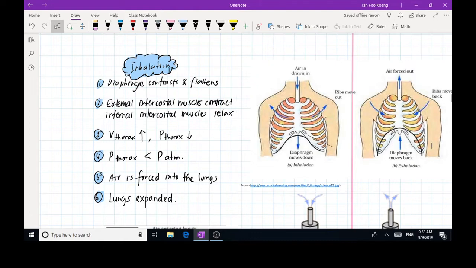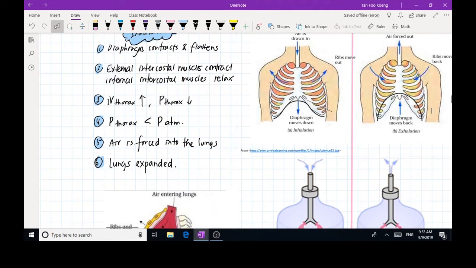Now, let's look at inhalation. To inhale, first of all, the diaphragm has to contract and flatten. So when the diaphragm contracts, it flattens. And then at the same time, the external intercostal muscle contract and the internal intercostal muscle relax. Now, this will cause the rib cage to move upward and outwards. This will increase the volume of the thoracic cavity, causing the air pressure in the thoracic cavity to decrease.